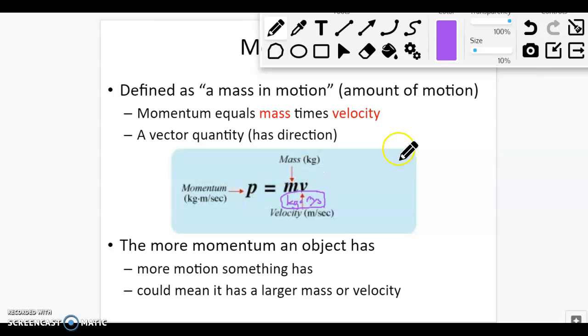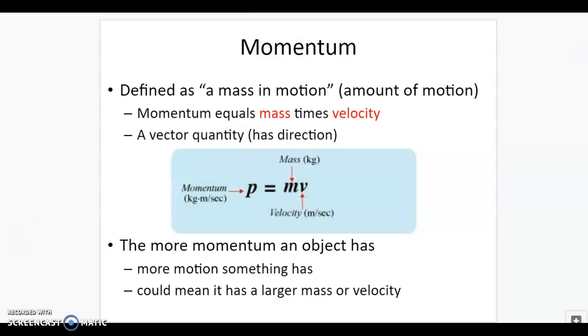That's kind of it. But the more momentum an object has, the more motion that it really has. And saying that is sometimes a little weird. We'll take a look at some examples. But it could mean that an object has more mass than something else, or it could mean that that object has more velocity. So if you're comparing the momentum of two things, they have the same momentum, it really could mean that they could have different masses and different velocities. It could just take the same amount of force to stop those two objects.